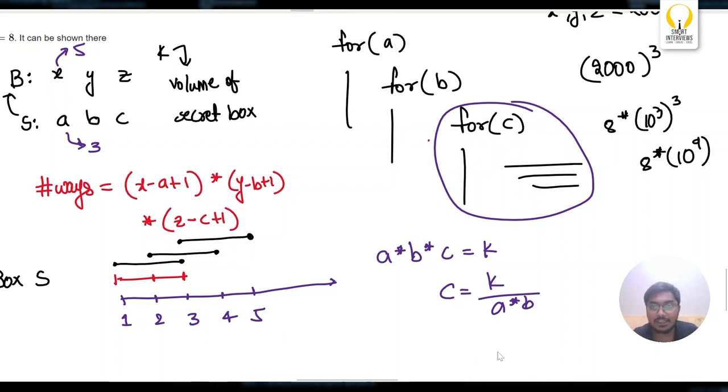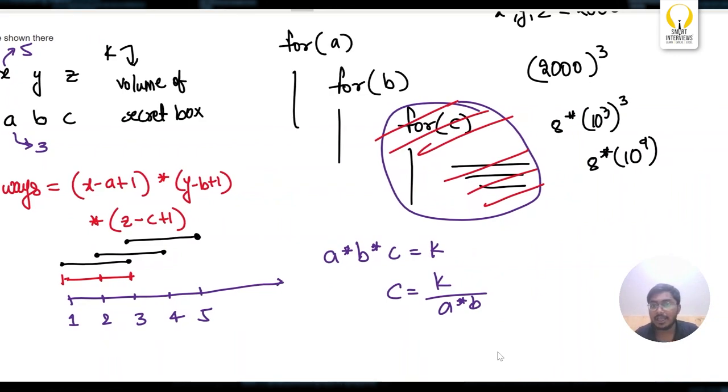That means I can directly negate the for loop for c. And now my time complexity will be around 10 power 6 to 10 power 7. Will the code be accepted, yes or no? We are finding c with the help of a, b and k.